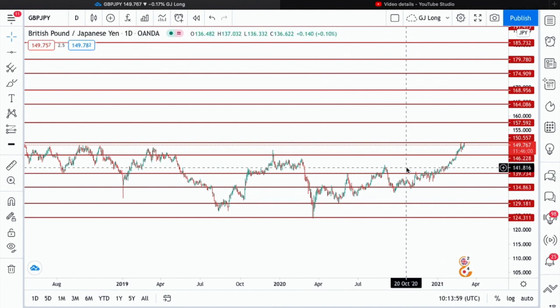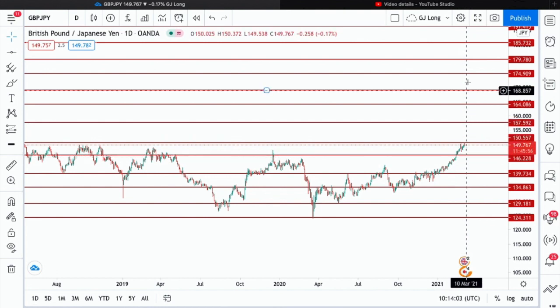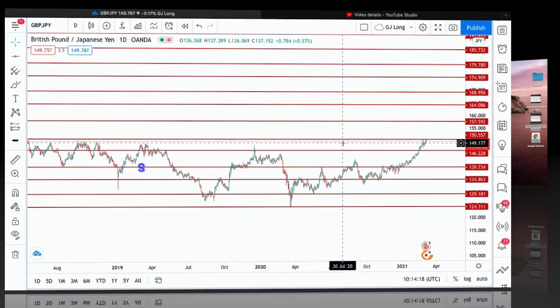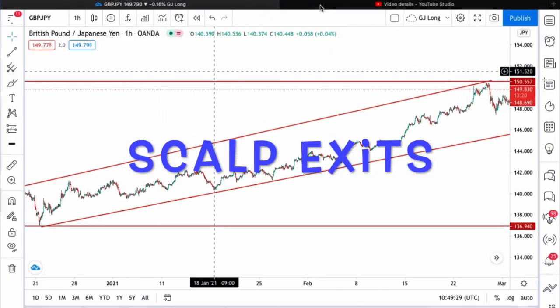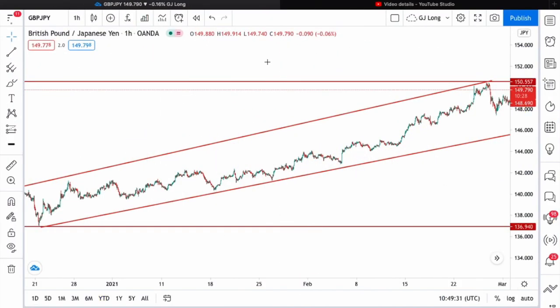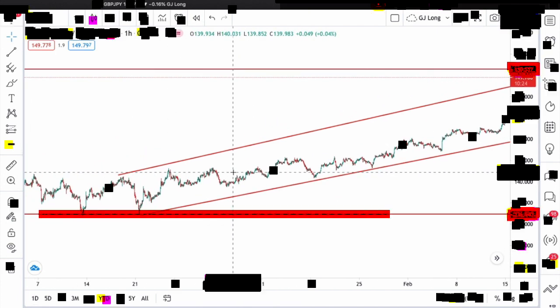So if you are a swing trader, you can hold from one support through multiple resistance levels. If you are a scalper, then you can go down to smaller time frames where you'll be taking your profits sooner than the swing trader. So in this video I'll be focusing on when to exit the market. Remember guys, in the previous video I showed you how to spot entries, right? So when do you exit these trades when you take them?